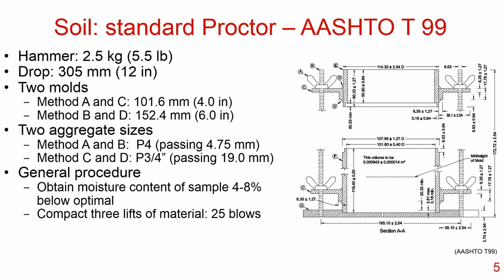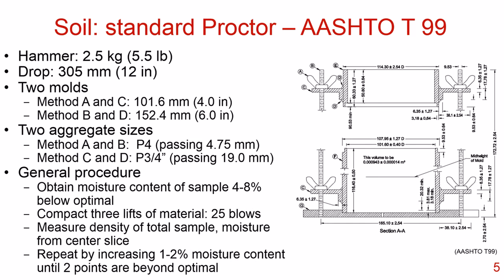But in general, what you do is you get a sample of soil about 4 to 8% below optimal, and you compact 3 lifts of materials at 25 blows for each lift. After you've compacted those 3 lifts of material, 25 blows at each lift, you measure the density of the total sample. Then you take a center slice from your sample and you get the moisture content. And you repeat this general procedure, increasing the moisture content 1 to 2% until you have 2 points that are beyond the optimal moisture content.